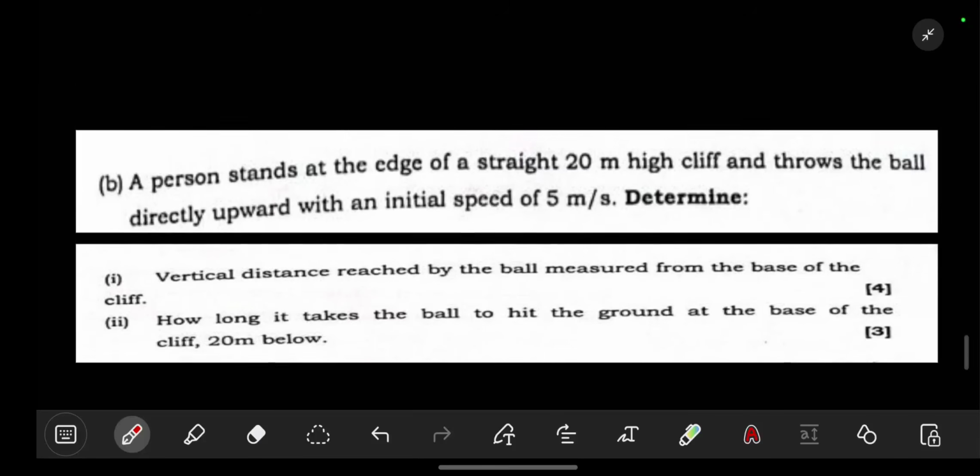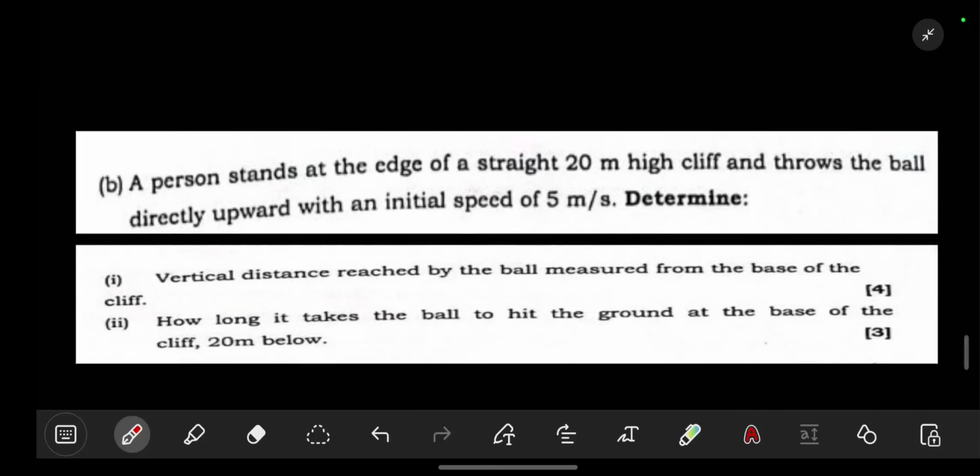So we have a person who stands at the edge of a straight 20 meters high cliff and throws the ball directly upwards with an initial speed of 5 meters per second. Determine number 1, the vertical distance reached by the ball measured from the base of the cliff.